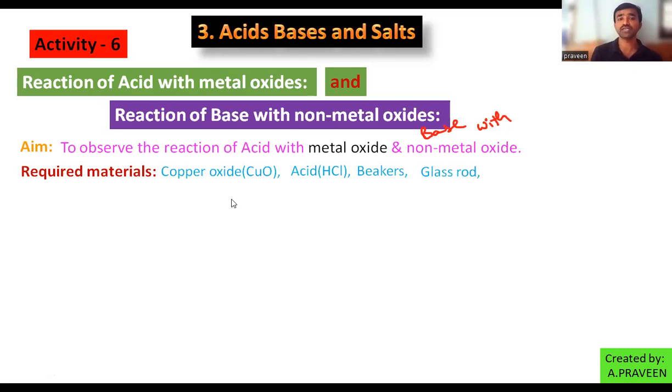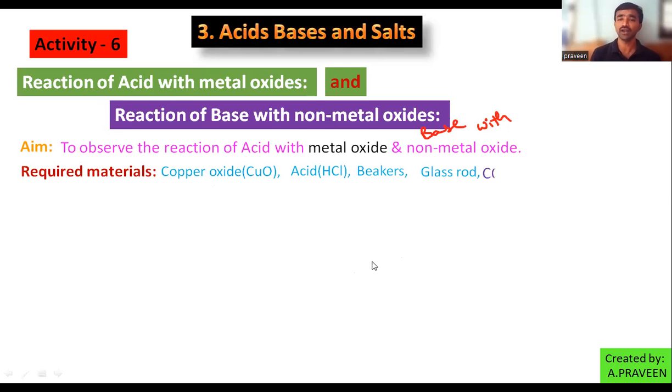You need to stir it because here copper oxide is a solid material. In the previous activity, we directly took liquid solutions, so they could mix together easily. But here, for dissolving copper oxide in an acid, we need to stir it. That's why we are taking a glass rod. Why not a metal spoon? Because metal may react with the acid. That is the reason to avoid that. So we are using a glass rod.